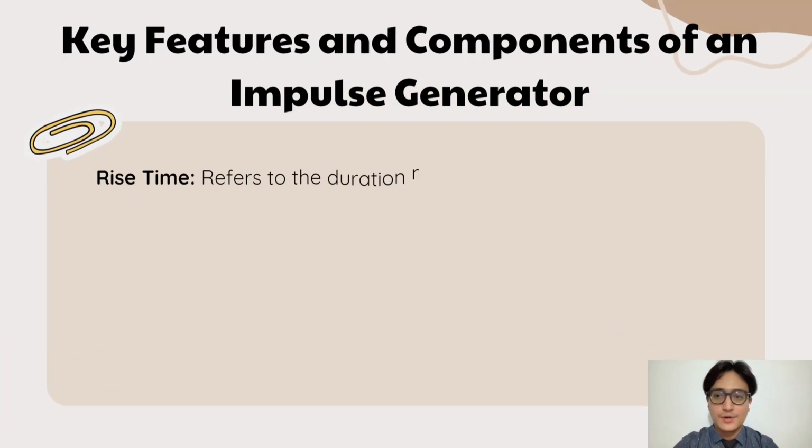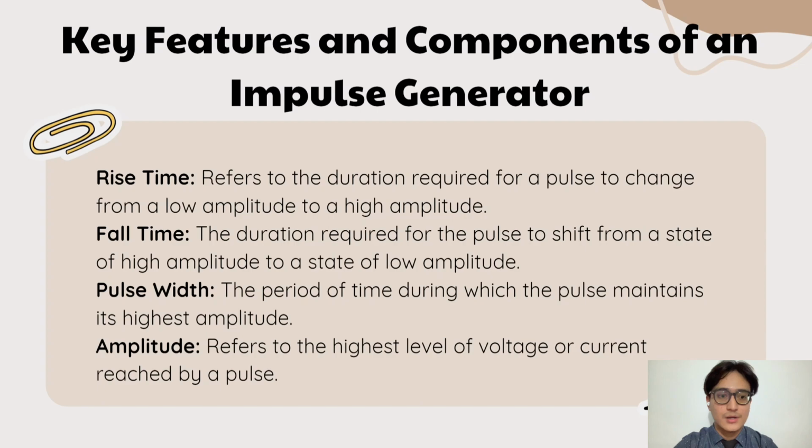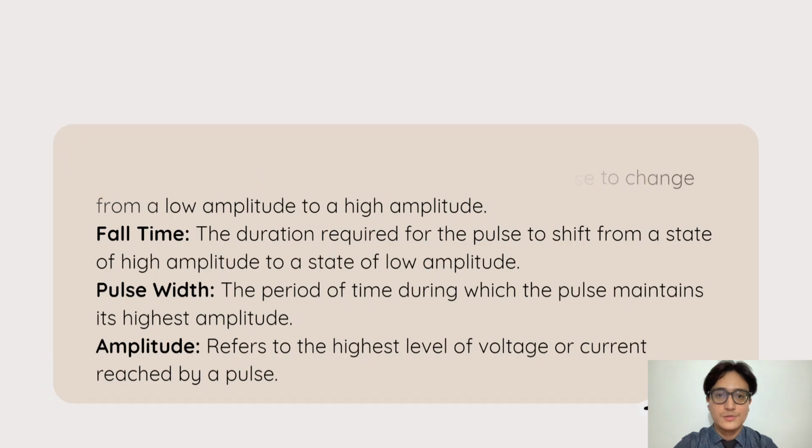As for key features and components of an impulse generator, there are 4 of them. The first one is rise time, which refers to the duration required for a pulse to change from a low amplitude to a high amplitude. The second one is fall time, the duration required for the pulse to shift from a state of high amplitude to a state of low amplitude. The third one is pulse width, the period of time during which the pulse maintains its highest amplitude. And the last one is amplitude, which refers to the highest level of voltage and current reached by a pulse.